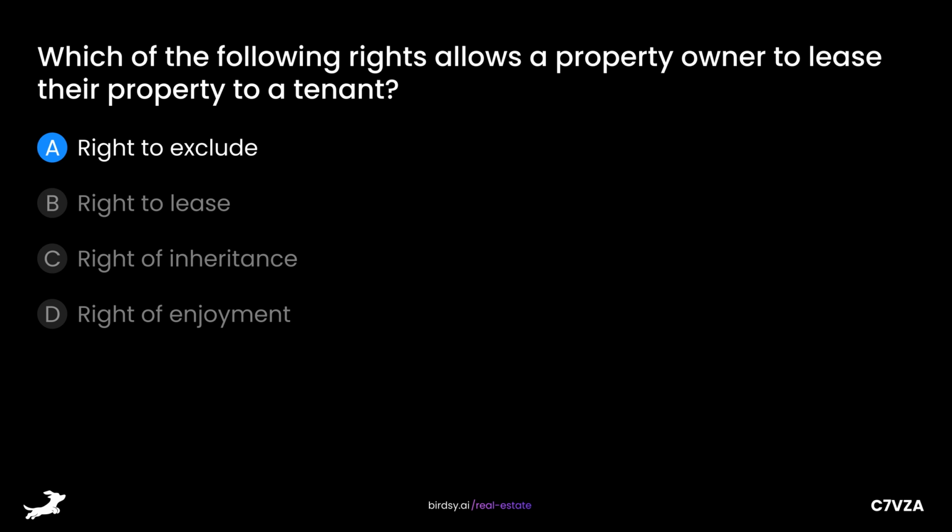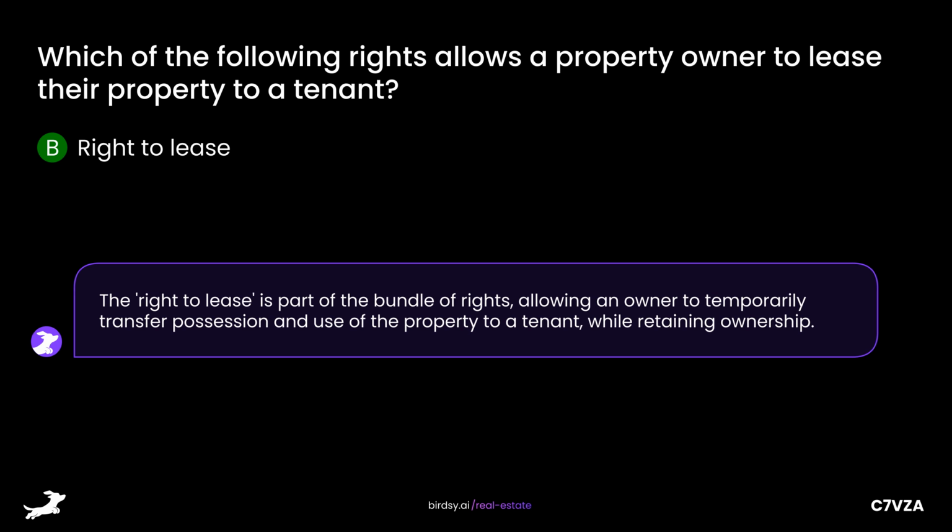Which of the following rights allows a property owner to lease their property to a tenant? Is it A, right to exclude? B, right to lease? C, right of inheritance? Or D, right of enjoyment? The answer is B, right to lease. The right to lease is part of the bundle of rights, allowing an owner to temporarily transfer possession and use of the property to a tenant while retaining ownership.